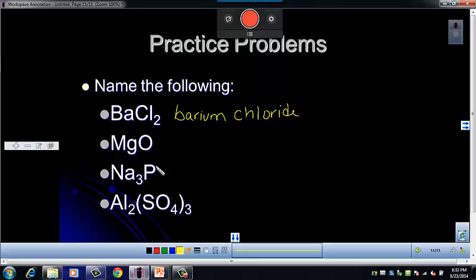All right, let's try this next one. Hopefully you recognize that Mg is magnesium. And then the second element is oxygen, but because it's the negative ion, we're going to change it to IDE, so it is oxide.